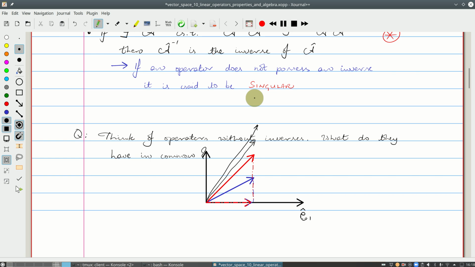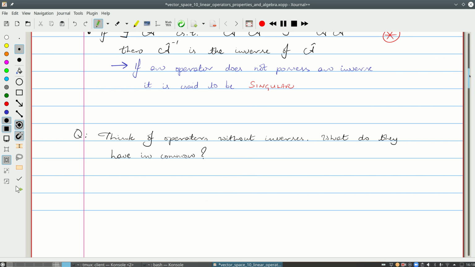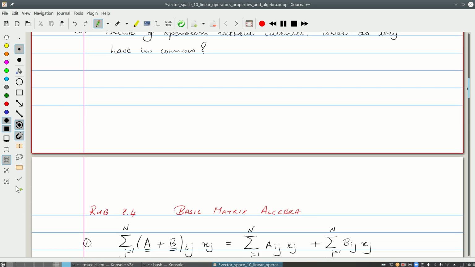Now I'd like you to think of other examples of singular operators, because a singular operator will not have an inverse. You won't be able to go back once you've operated with it. I'll leave that as an exercise for you. Okay, now we move on.